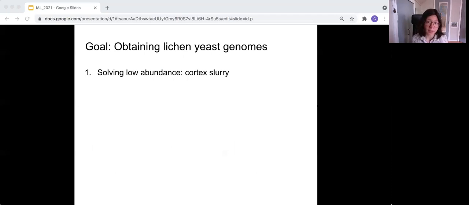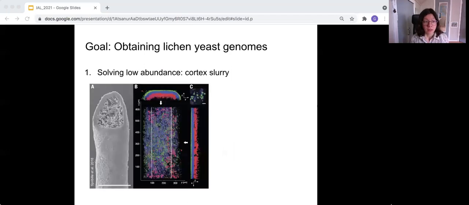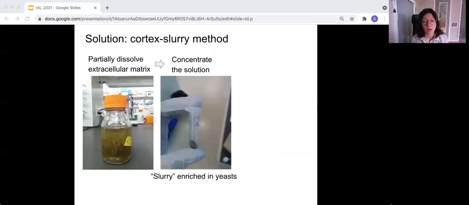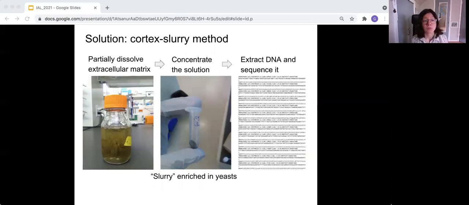To solve the problem of low abundance, we used a method that we called the cortex slurry method. We knew from previous research that the yeasts live in lichen cortex, and they are embedded in the extracellular matrix there. On this figure, the yeasts are shown in green, so you can see that they occupy the outermost layer of a Bryoria thallus. We used hot water to partially dissolve the extracellular matrix and release the cells into solution. After that, we concentrated the solution and used the resulting slurry to make a metagenome.